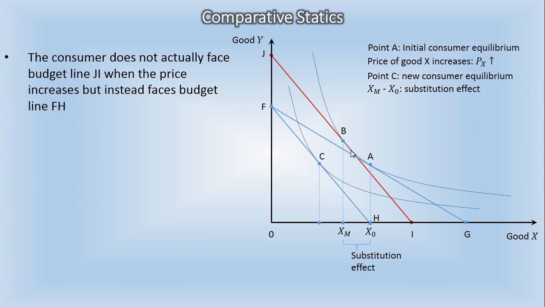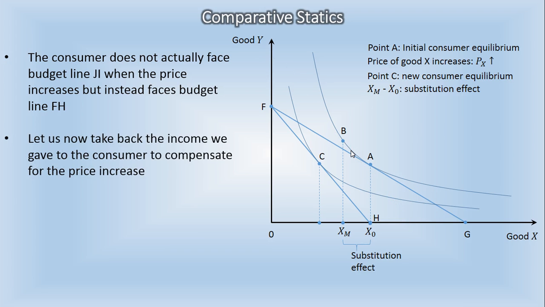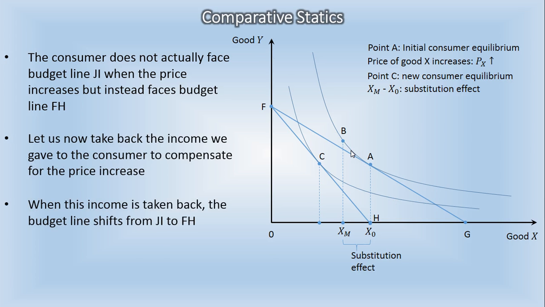All right, but in reality, we know the consumer does not actually face this red new budget line. It's a hypothetical. It's a way to identify the substitution effect. So let's go back to the income that we did give the consumer as a result of the price change. So we're back at FH here, and we're back at that consumption bundle C.